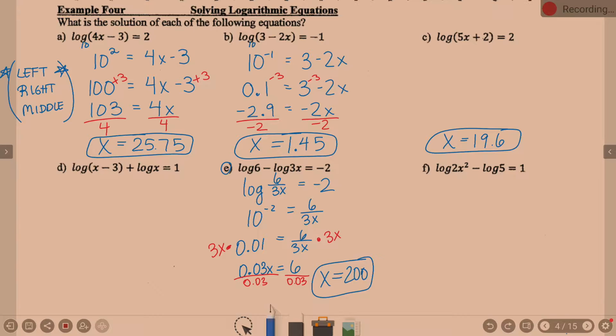Two logs are being subtracted. Two logs being subtracted can be rewritten as one log where the insides are divided. So notice I only write log once, but then on the inside I'm doing 2x squared divided by 5. First one always on top. Yes. When you have two logs being subtracted, the first one will always go on top. Guaranteed.